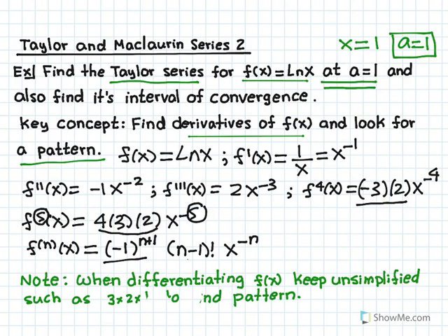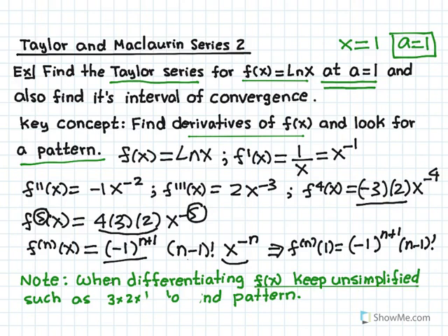Now, if we plug the value of a equals 1, we get the nth derivative evaluated at a equals 1. That's going to give us negative 1 to the power of n plus 1 times n minus 1 factorial, and 1 to any power is just 1. So when differentiating, it's very important to keep f of x unsimplified, such as 3 times 2 times 1, so that we can see the pattern developing. Otherwise, it's going to be difficult to see what kind of pattern you're getting. So that's why we wrote this as 3 times 2, so later on we can see that as 3 factorial.